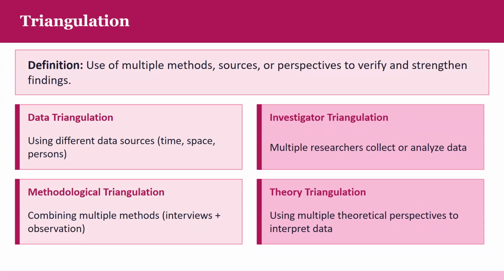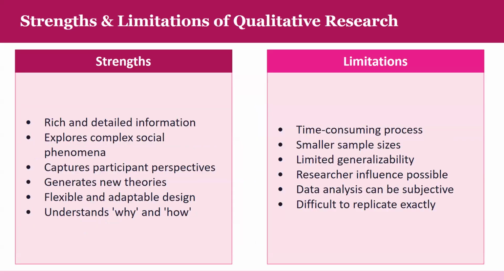Triangulation is the use of multiple methods, sources, or perspectives to verify and strengthen the findings. We can have data triangulation where we use different data sources like in time, space, and person. Then the investigator triangulation where multiple researchers collect or analyze the data. Methodological triangulation where we combine multiple methods like interviews and observations. And theory triangulation where we use multiple theoretical perspectives to interpret data.